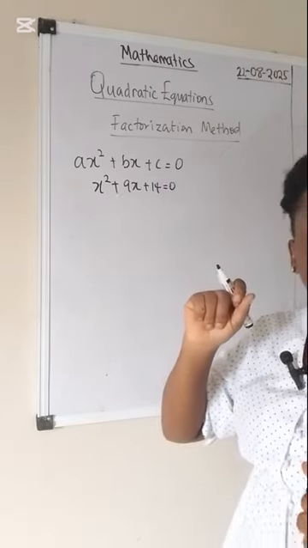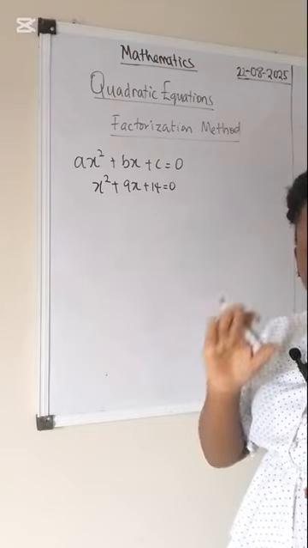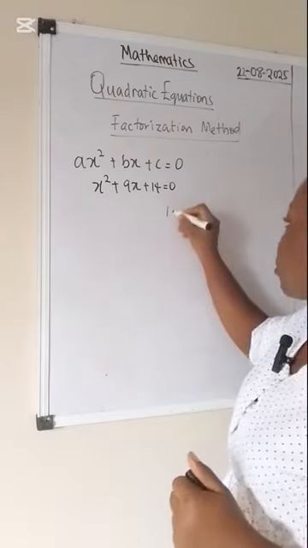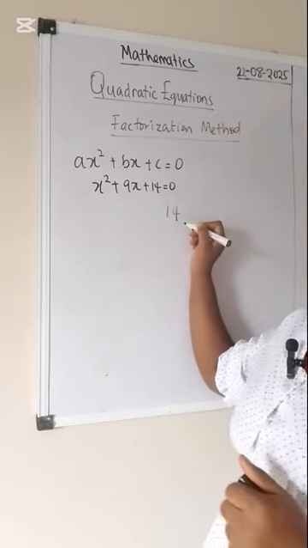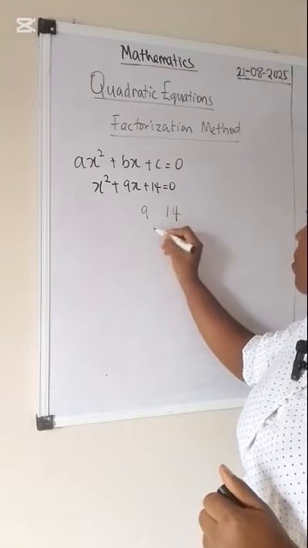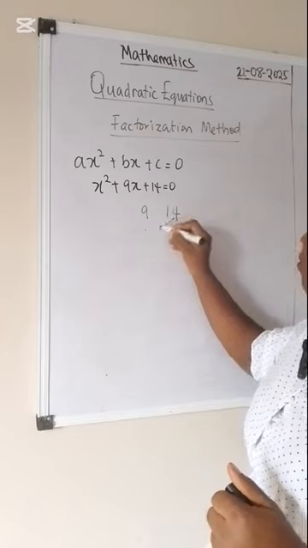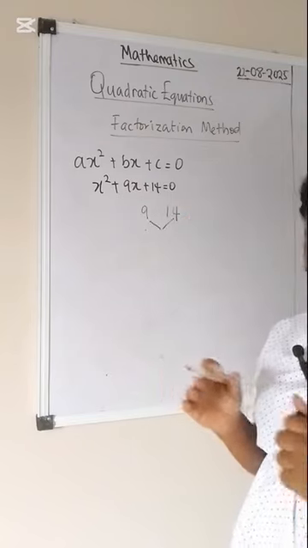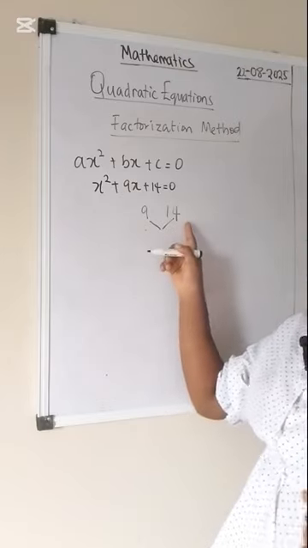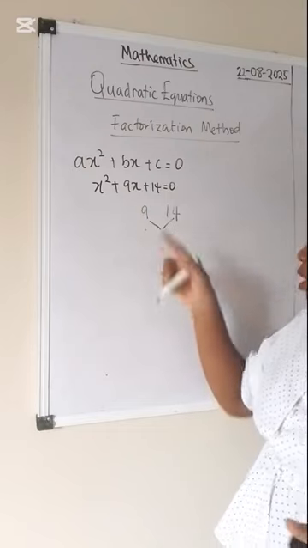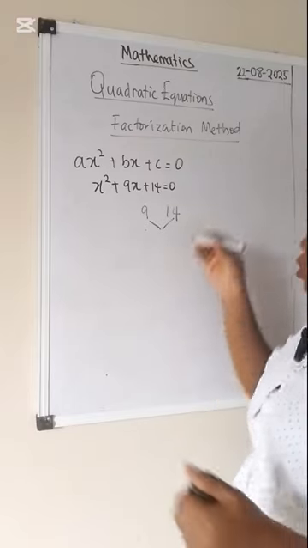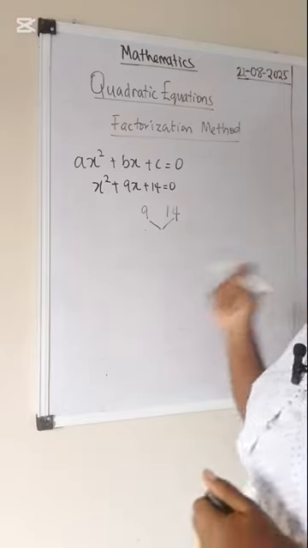The first step is, if the coefficient of your x squared is unity like this is, then just go right ahead and find the factors of 14 such that if you multiply those two factors, you get 14, and if you add them, you get 9. So what two numbers add up to 9 and multiply to give 14? The easiest way to do it is to find the factors of 14, which is the number you're getting the product of.